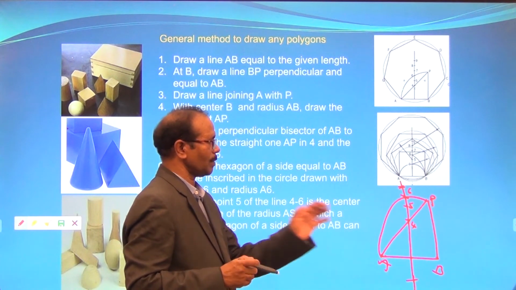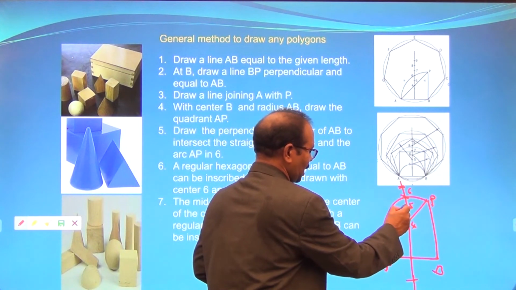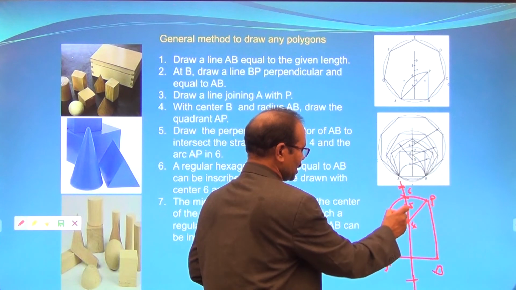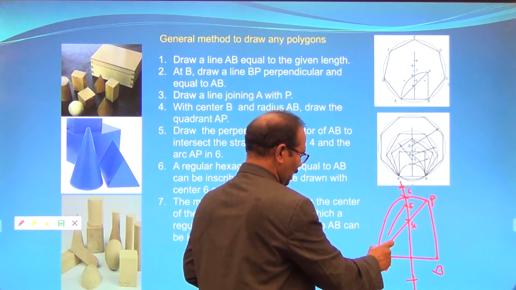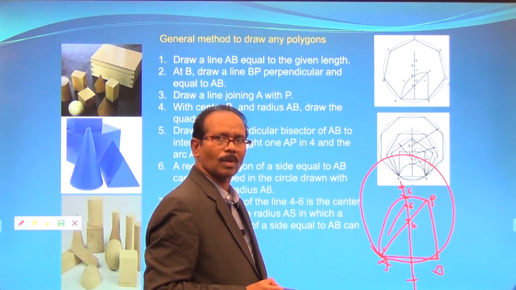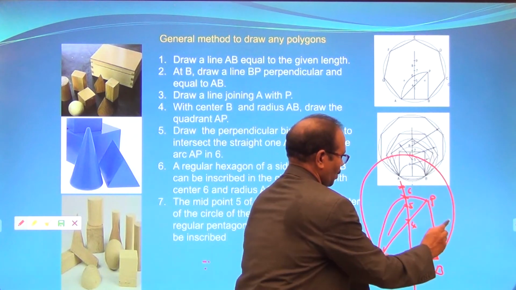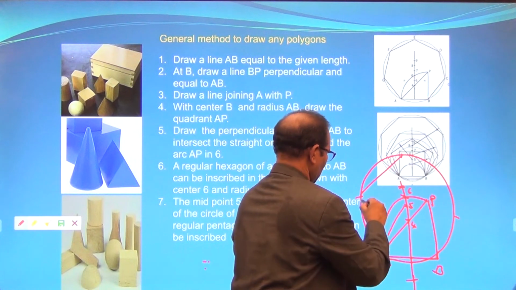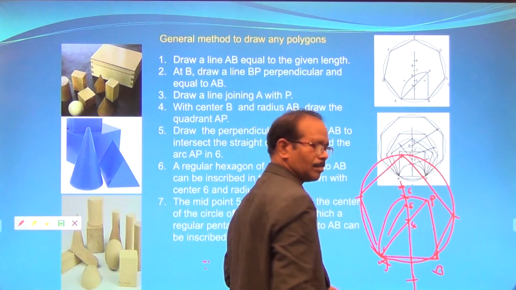Now, coming to the actual process. With 5 as a center and 5A as a radius, draw a circle. Cut the remaining points with AB: 1, 2, 3. Now, this is the pentagon.